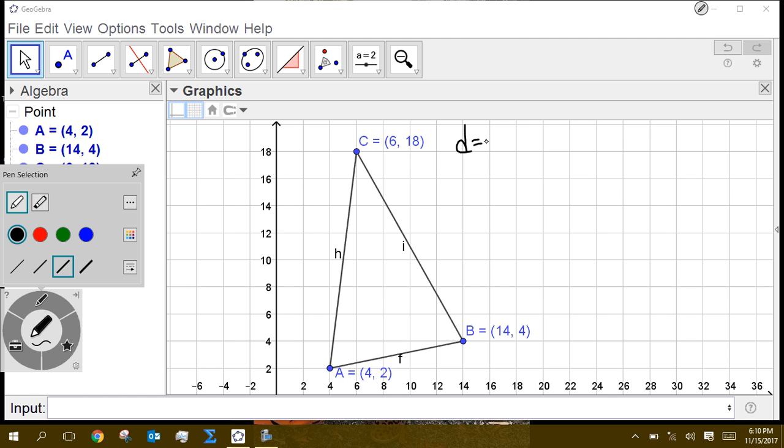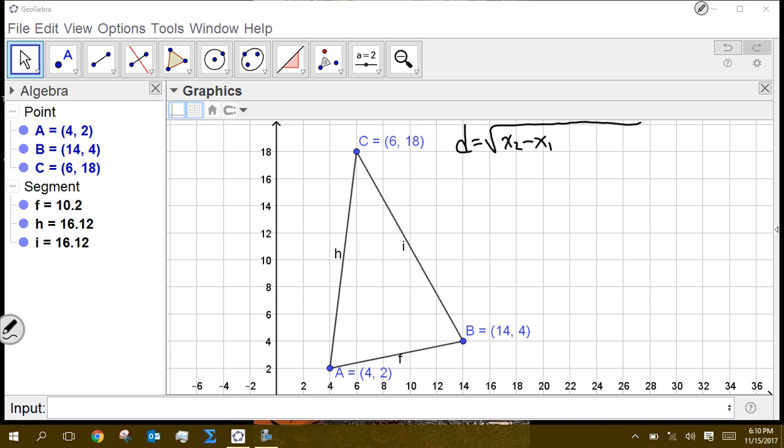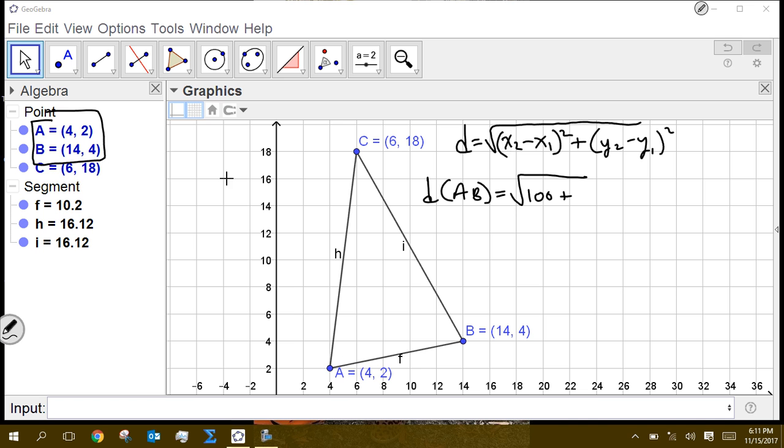So again, distance formula. We're going to go x2 minus x1, that quantity squared, plus y2 minus y1, that quantity squared. I'm going to find distance A to B. Subtract your x's, so that gives you 10. Square that, gets you 100. Then you're going to add to that the difference in your y's. Subtract those, you get 2. Square that, you get 4. So the distance between A and B is square root of 104.